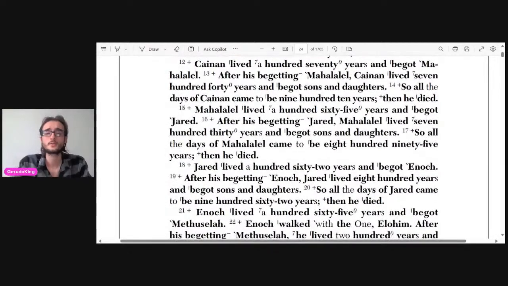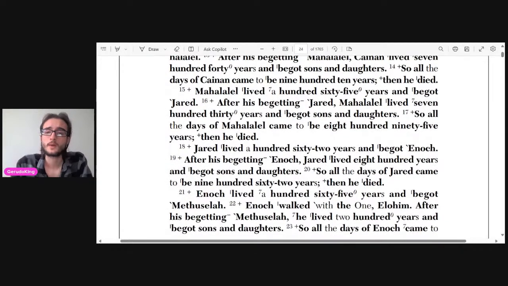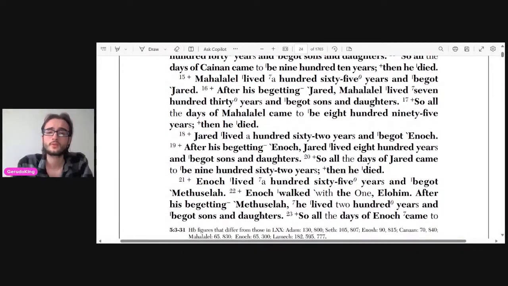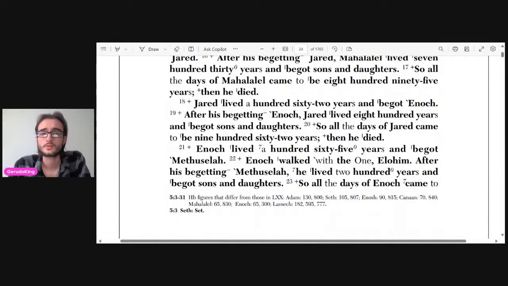Canaan lived 170 years and begot Mahalalel. After his begetting Mahalalel, Canaan lived 740 years and begot sons and daughters. So all the days of Canaan came to be 910 years, and then he died. Mahalalel lived 165 years and begot Jared. After his begetting Jared, Mahalalel lived 730 years and begot sons and daughters. So all the days of Mahalalel came to be 895 years, and then he died.